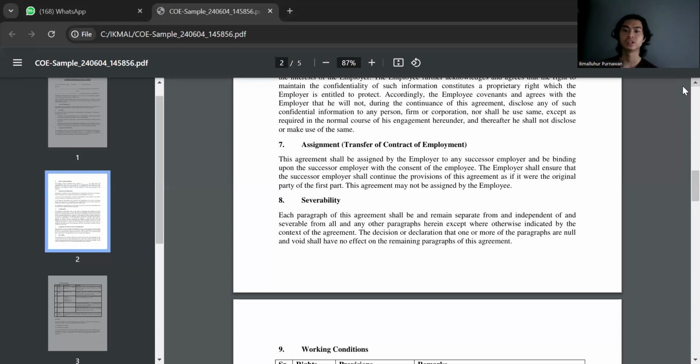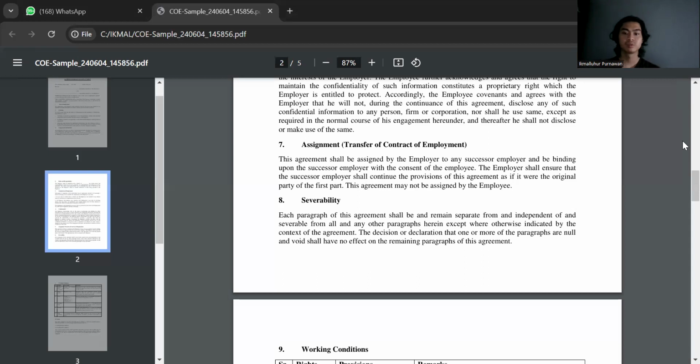So if there's any successor in this company, they have to continue this agreement as if it were the original party of the first part. This agreement may not be assigned by the employee.